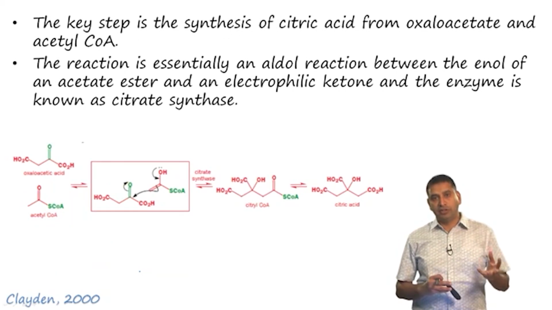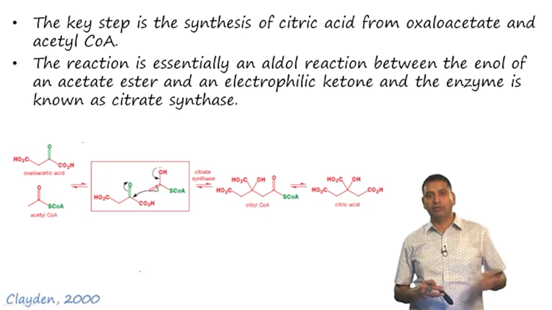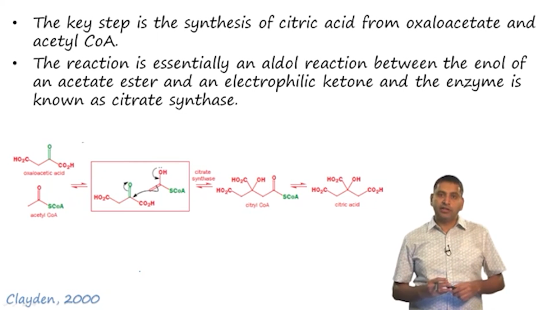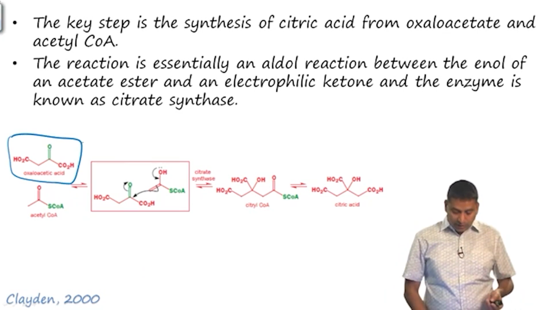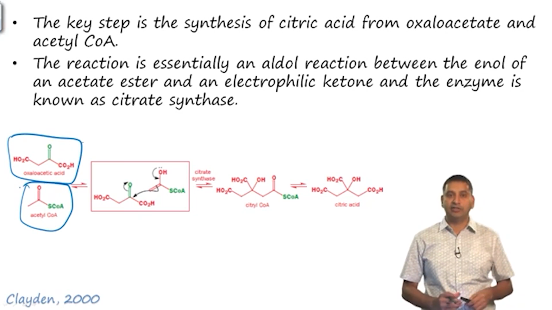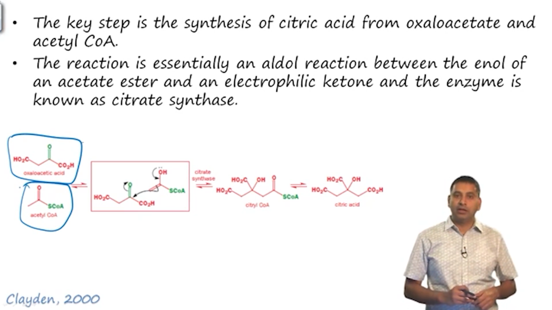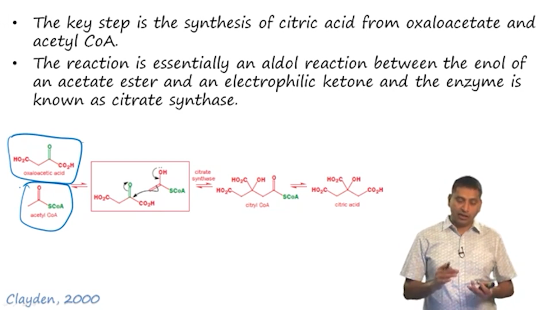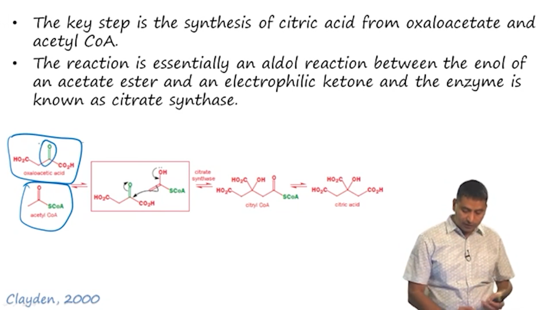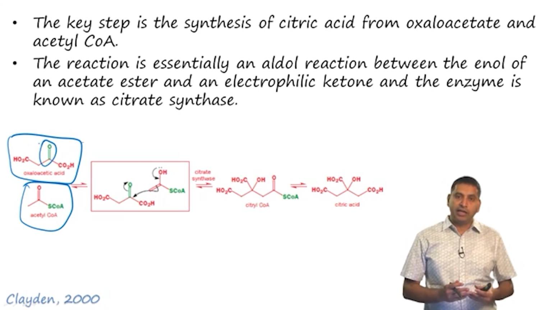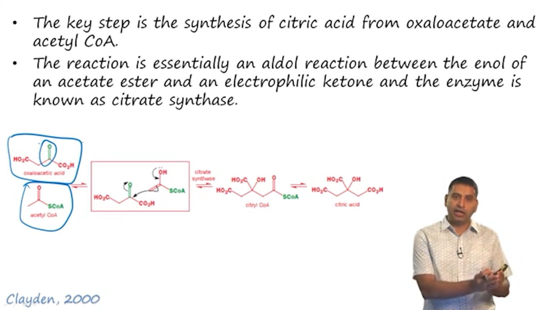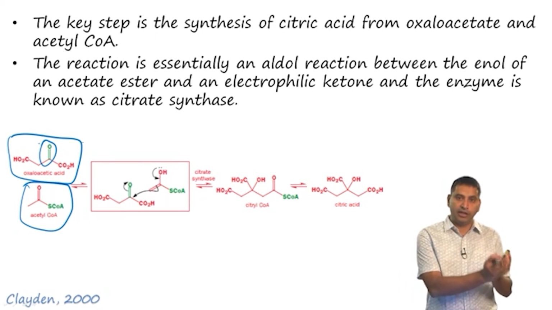So, the key step in the synthesis of citric acid, as we have looked at previously, is from oxaloacetate and acetyl-CoA. The reaction is essentially an aldol reaction between the enol of an acetate ester, which is shown here, and oxaloacetic acid. Now, the oxaloacetic acid has an electrophilic ketone, which is shown here, and this is the ketone that is going to react. Acetyl-CoA can exist in its enol form, and we have already looked at how the equilibrium is going to favor the enol.